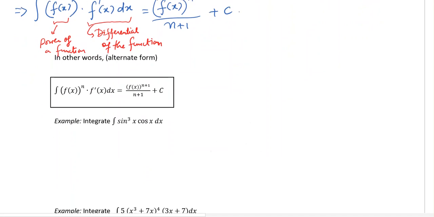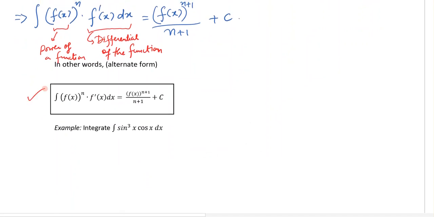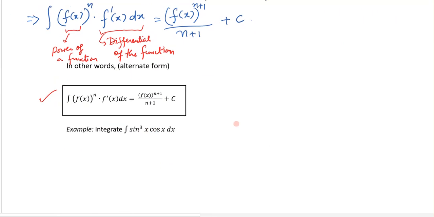So let's try to solve some examples. We'll start with this example here. We are given the integral of sine cubed x cos x dx. I'm just going to rewrite this function: we have the integral of the cube of sine x, times cos x dx. There are two ways you can do this problem. One is a longer method, another is a shorter method. We will first do the shorter method.